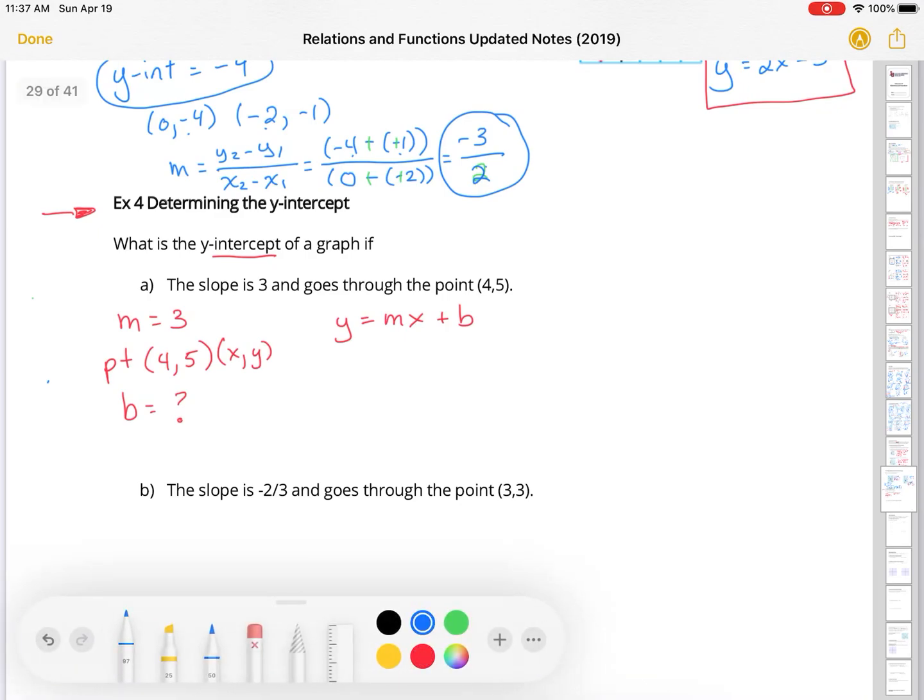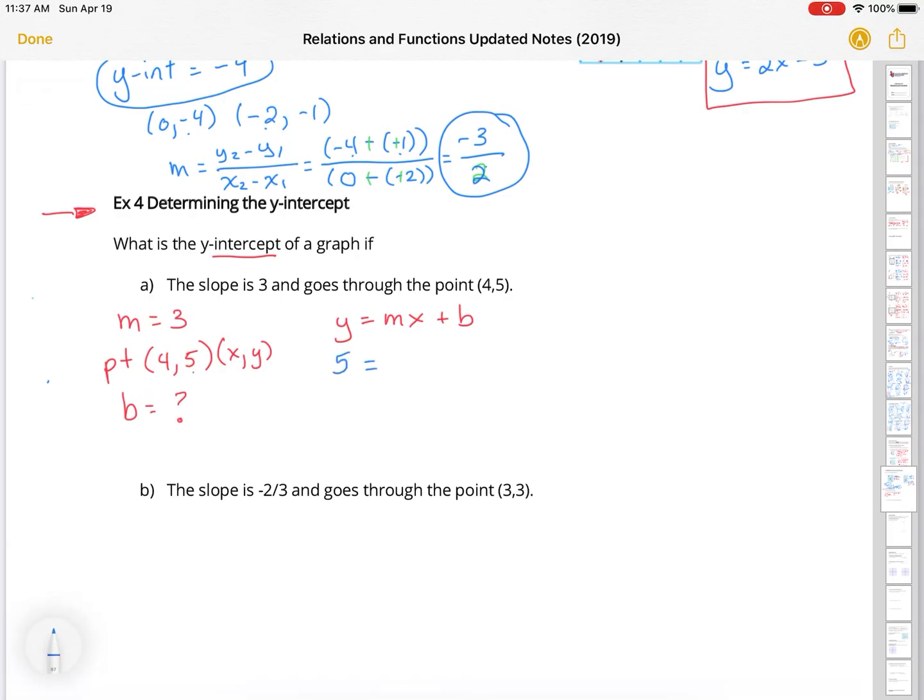So when we substitute this in, my y value from that point is 5. My slope is 3. My x from that point is 4, plus b. And b is what we're looking for. So now all I have to do is multiply and rearrange that formula to find b. So 5 is equal to, well, 3 times 4 is 12, plus b.